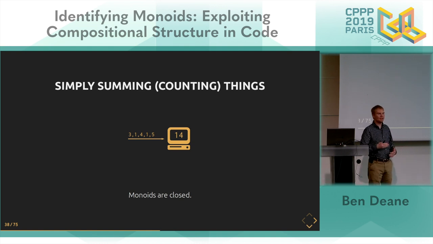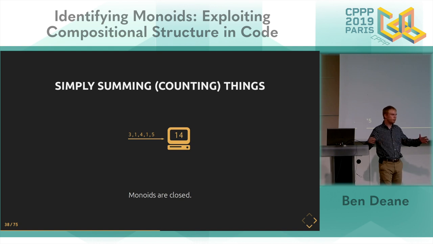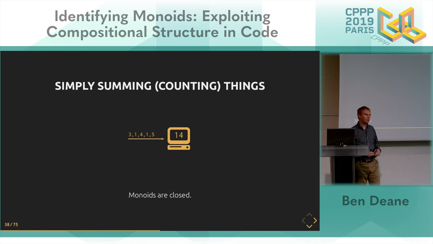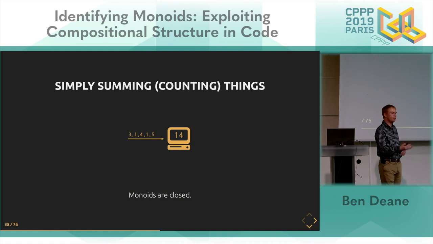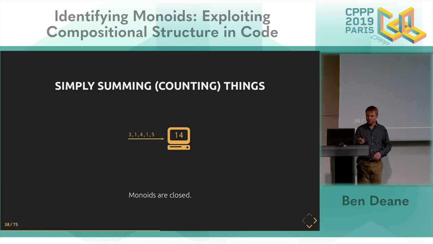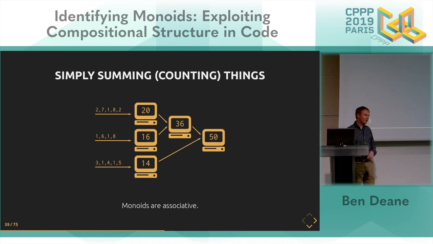Closedness seems like an obvious property. It's so obvious that we don't really think about it, but this is the key to bounded space on your machine. You know, when you sum integers, you get an integer. You don't get an ever-increasing vector of integers. When you hash things, when you min things, you get bounded space. Closedness is the key to bounded space.